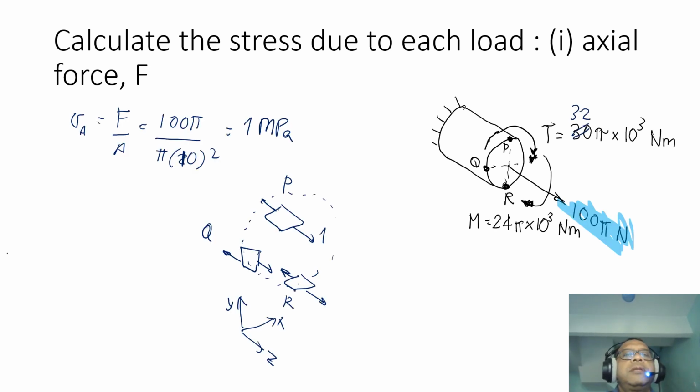So we have calculated here the stress due to the axial force, sigma A equals F divided by A, 100 pi by pi 10 squared, so it equals 1 megapascal. So at P it is tension, as we have done this before. And then Q we label as tension and R we label as tension, and this is my reference axis. So let's move on to the next one.